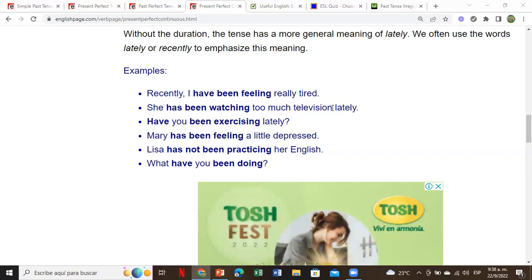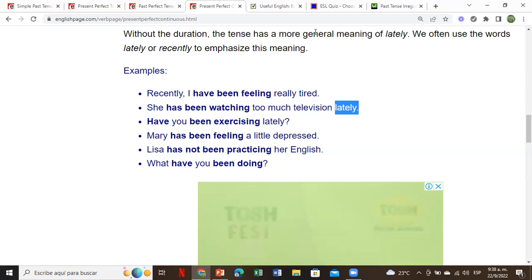Thank you so much. Teacher, ¿cómo se dice últimamente? Lately. Últimamente, ella o él o nosotros hemos estado haciendo o practicando esta acción.